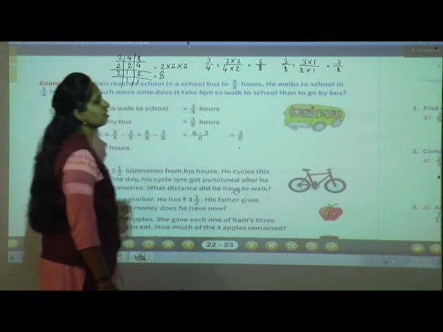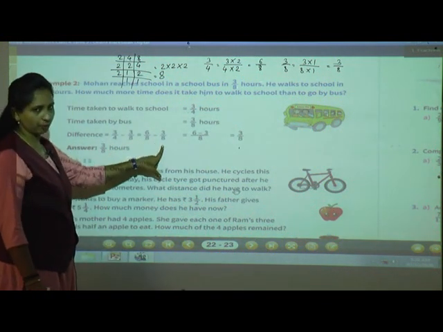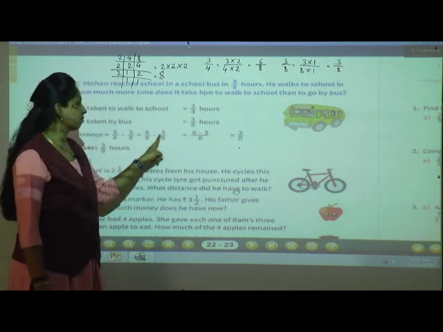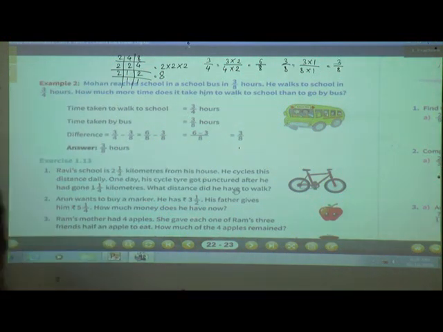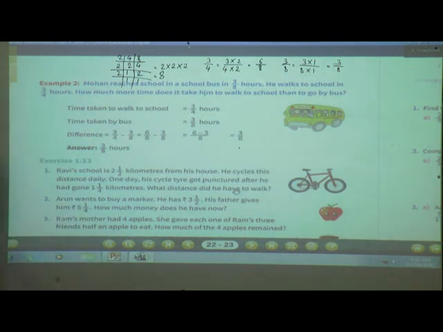Now denominators are the same, so we can subtract. See, 6 upon 8 and 3 upon 8. Now denominators are the same, so write only one. 6 minus 3 is 3 upon 8. So how many hours difference? What is the difference? 3 upon 8 hours.